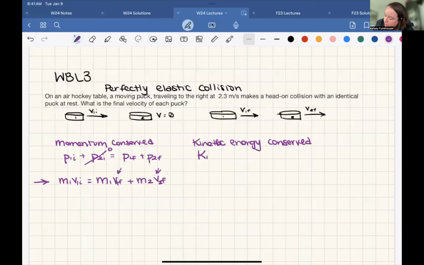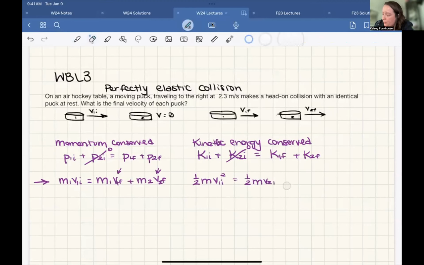So kinetic energy of 1 initial plus kinetic energy of 2 initial equals kinetic energy of 1 final plus kinetic energy of 2 final. And again, velocity of mass 2 initially is 0. So we end up with 1/2 m v1 initial squared equals 1/2 m v1 final squared plus 1/2 m v2 final squared. And sorry, these masses should also have subscripts specifying which ones they are. Oh, I guess they have the same mass. So that'll make it a little easier for us.